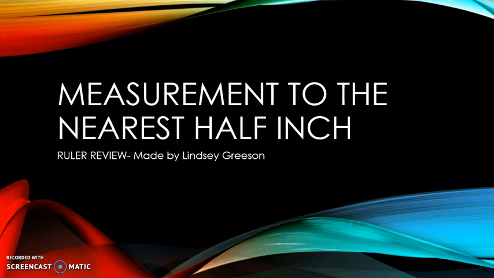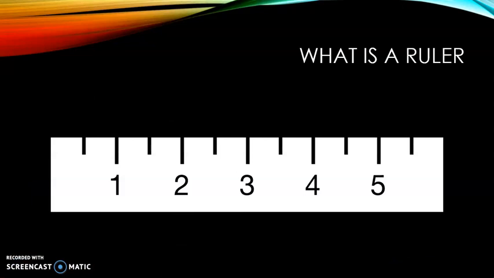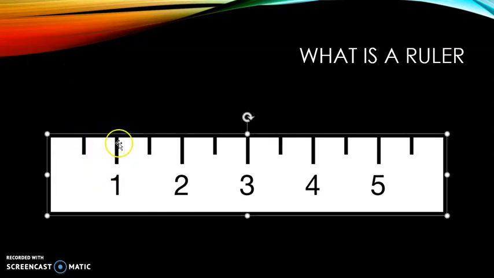Guys, what we're going to be working on today is measurement to the nearest half inch. Now, as a third grader, you really need to know measurement to the nearest quarter inch, but we have to review half inch before we can move on to quarter inch. So I want to start by asking you if you know what a ruler is. A ruler is just an object that helps us measure something. And so this ruler, for example, is a ruler that has half inches on it.